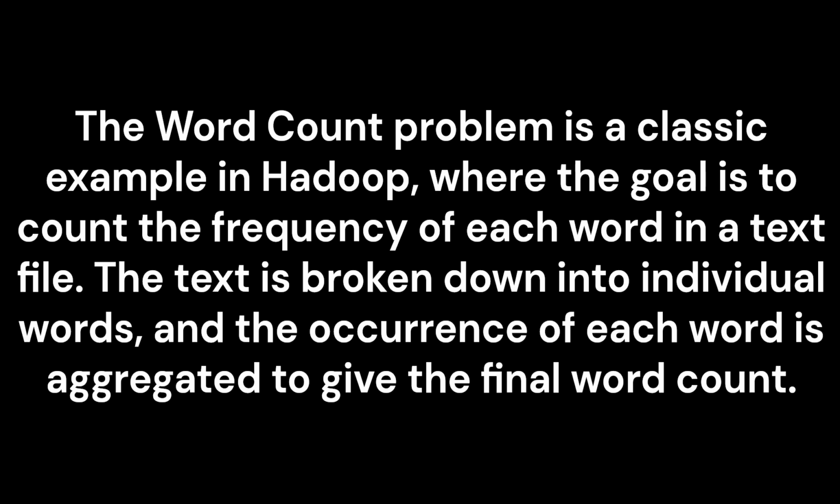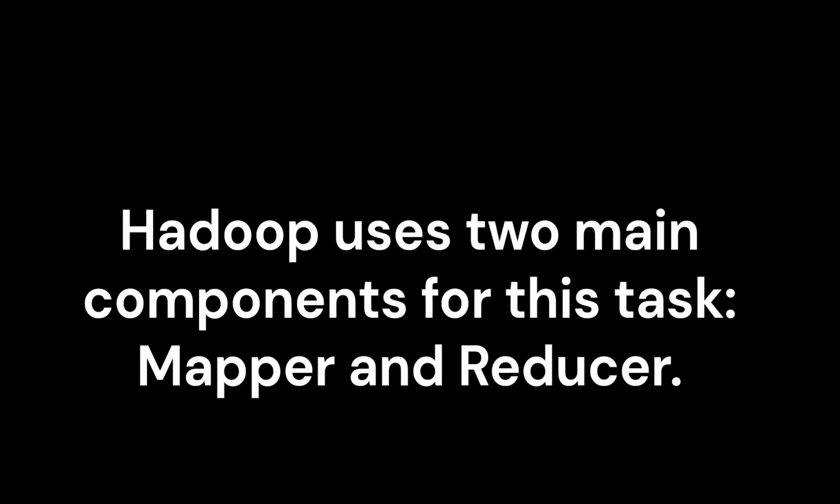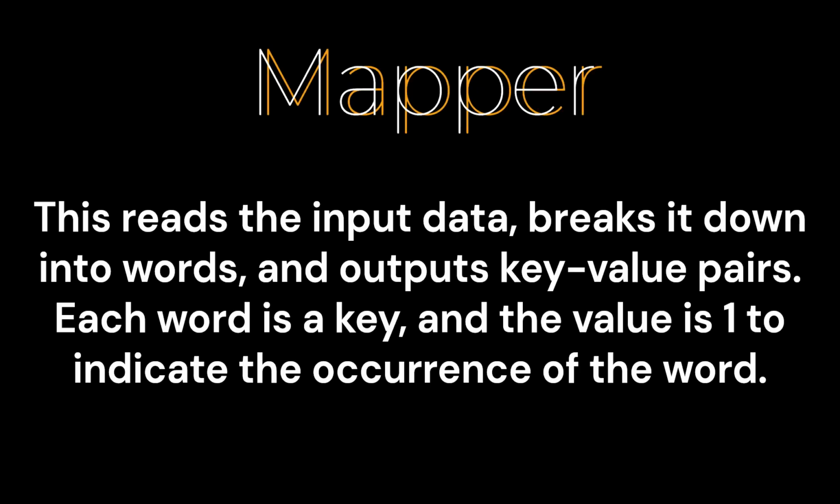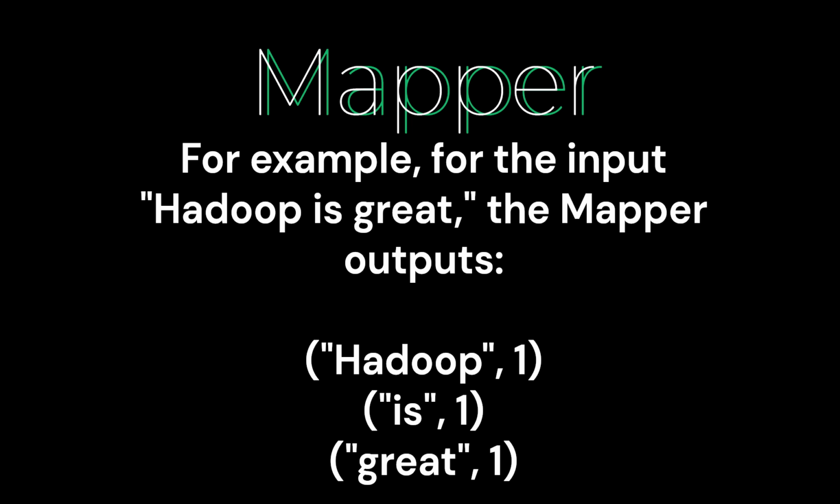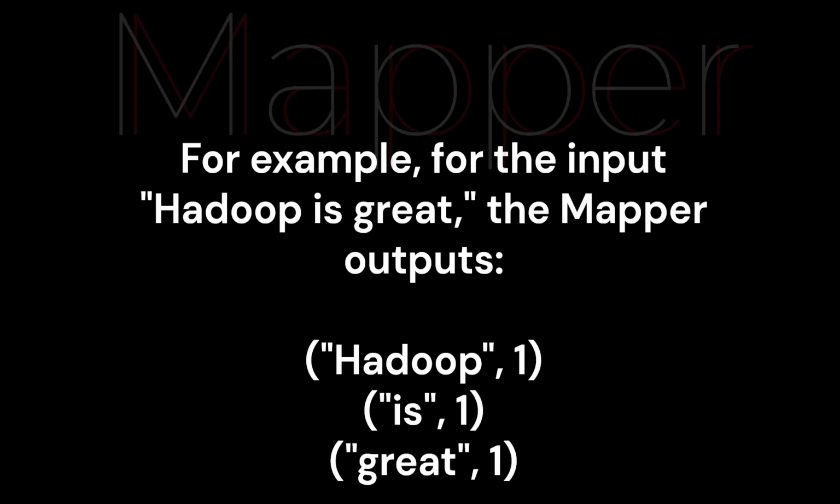The text is broken down into individual words, and the occurrence of each word is aggregated to give the final word count. Hadoop uses two main components for this task: mapper and reducer. Mapper: this reads the input data, breaks it down into words, and outputs key value pairs. Each word is a key, and the value is 1 to indicate the occurrence of the word. For example, for the input "Hadoop is great", the mapper outputs Hadoop 1, is 1, great 1.